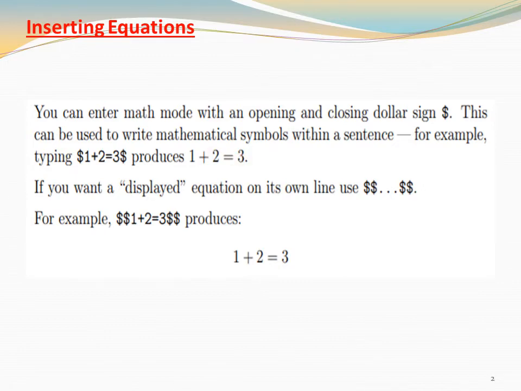If you want a displayed equation on its own line, use double dollar and the equation in between. So for example, double dollars 1 plus 2 is equal to 3. Double dollar produces the equation in a separate line. So 1 plus 2 is equal to 3.